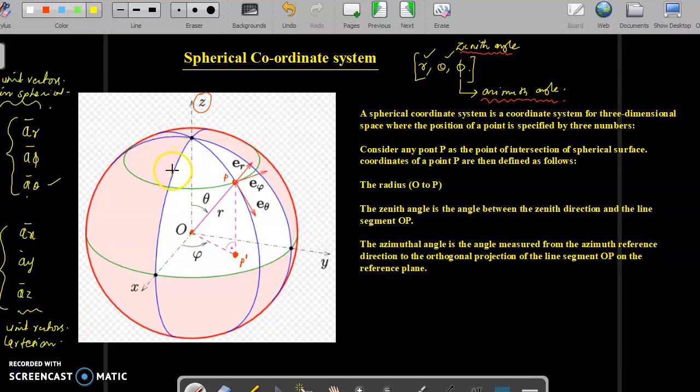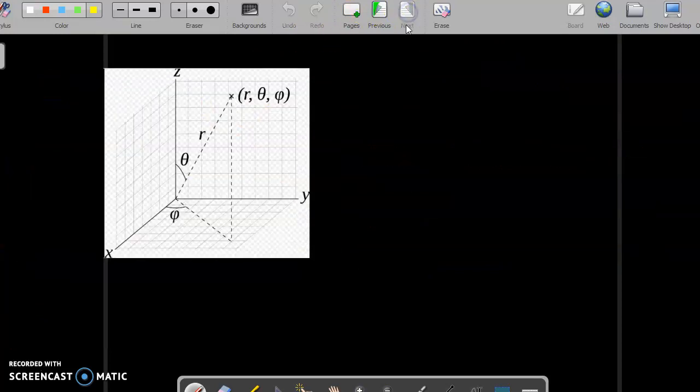Now let us see how to convert the spherical coordinate system to the Cartesian coordinate system. I just removed the spherical part. This is the point P on the surface of the sphere, and this is P dash, the projection of P on the XY plane. Theta is the zenith angle, phi is the azimuth angle, and r is the radius.